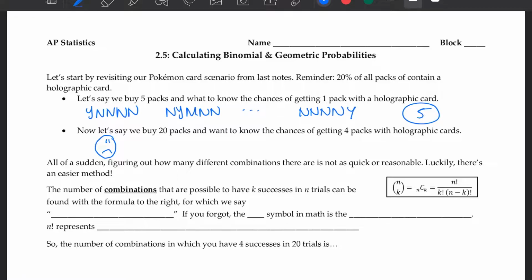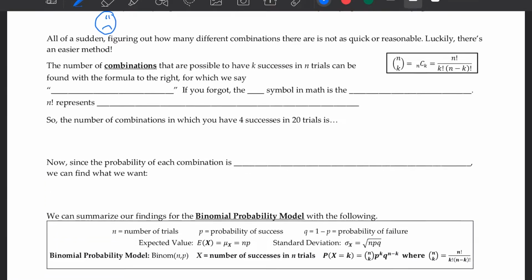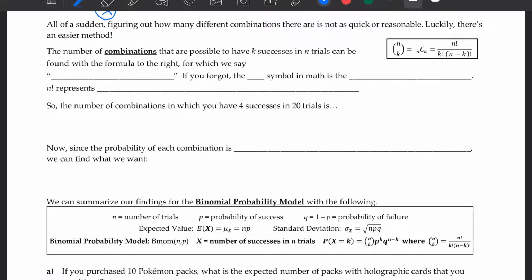The good news is that somebody long ago figured out how to come up with this sort of combination number relatively quickly. If you're ever interested in digging into why the formula I'm about to introduce makes sense, feel free to check out some of the resources in our master document. But here it is. If we're looking for the number of combinations that are possible to have k successes in n trials, then that can be found with this formula right here.